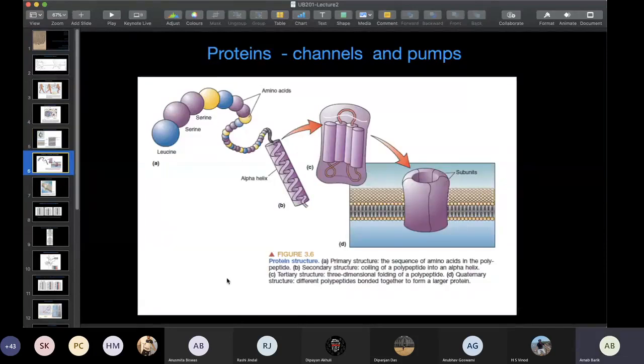And as I was saying, there are channels and pumps. These are basically proteins that, as we were talking about last class, are coded by the genes in the nucleus, the genetic code in the nucleus, and it's transcribed and translated. It goes through the rough ER, then through the smooth ER and the Golgi body, where it's processed, folded, and then eventually inserted into the lipid bilayer.